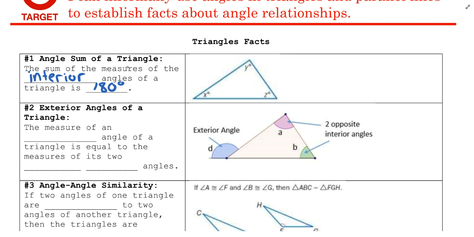So if we're looking at our example here, we have angle X, angle Y, angle Z. Even though I do not know what those measurements actually are, I know for a fact that if I were to add all three of them together, they would equal 180 degrees.